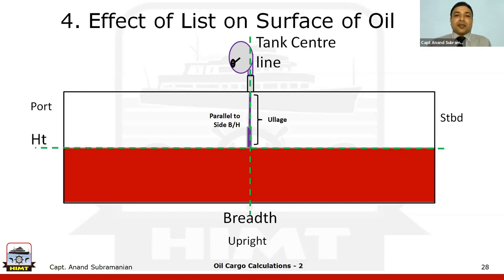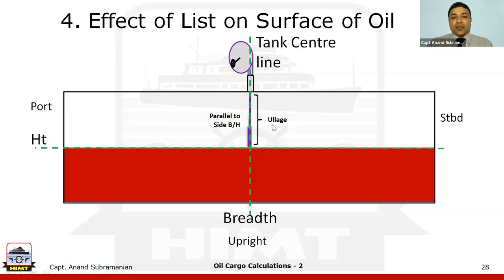Again, the list is pretty simple. It's very similar to what we did for the trim. Here we have a ship. On the left hand side is the port side, that means I'm looking forward, and the right hand side is the starboard. And we have a tank center line that's exactly in the center of these two. This is the breadth of the tank, and the ship is perfectly upright. So if you take an ullage over here or anywhere on the deck surface, the ullage is going to be exactly the same.